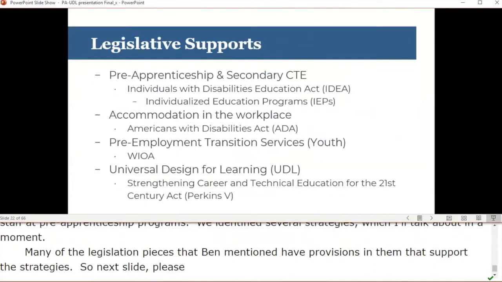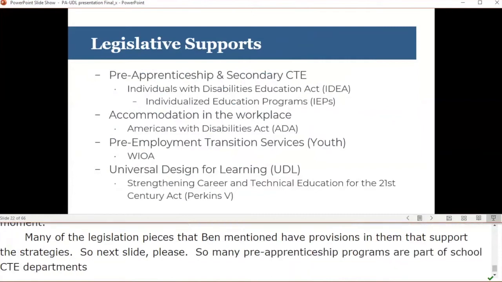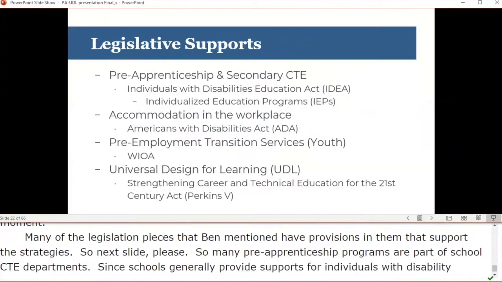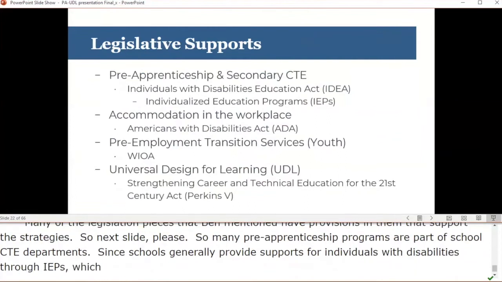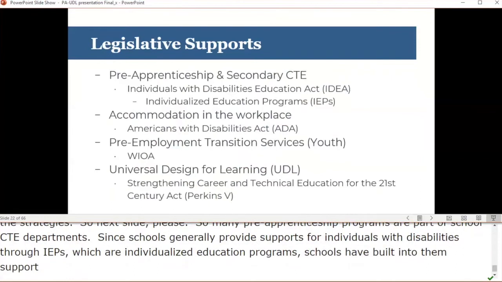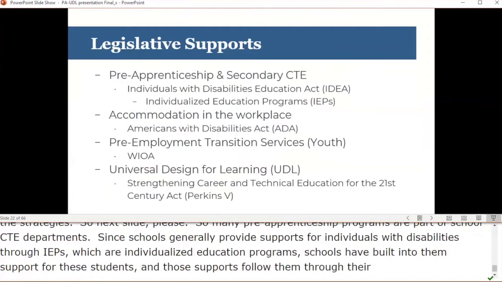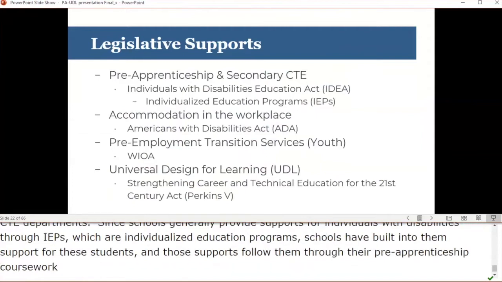So many pre-apprenticeship programs are part of school CTE departments. And since schools generally provide supports for individuals with disabilities through IEPs, which are individualized education programs, schools have built into them support for these students, and those supports follow them through their pre-apprenticeship coursework. And IDEA, as Ben highlighted, includes specifications for the IEPs.